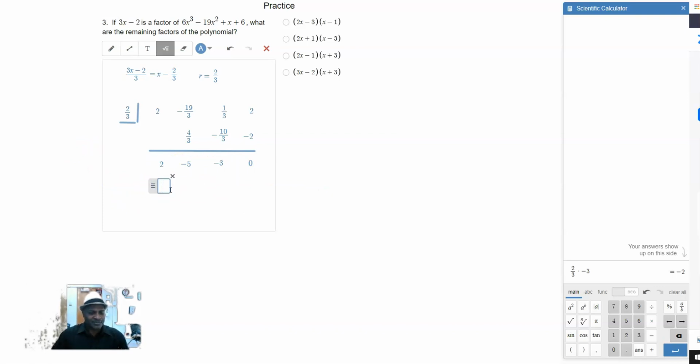This gives us the polynomial 2x squared, there are no missing terms, minus 5x minus 3. So if we can factor this, then we'll know which one of these matches that. We'll have our other factors. So I'm just going to do this x method. I can't do it there, so I'm just going to have to do it in this little space right here. So for AC, I got 2 times -3, so I need a -6.